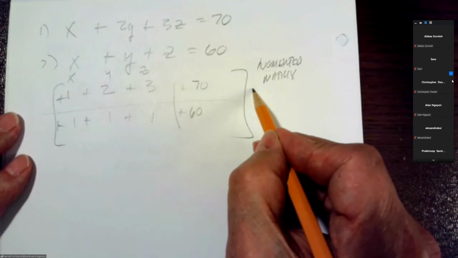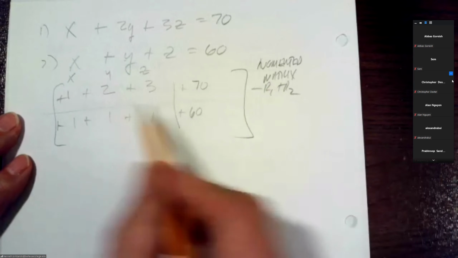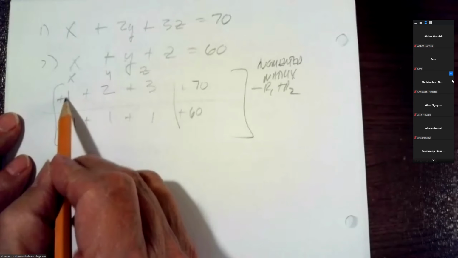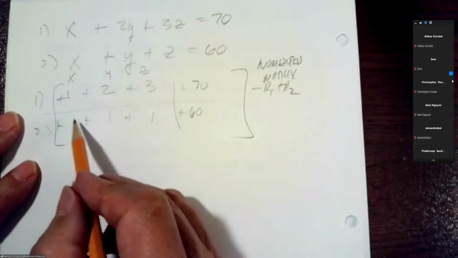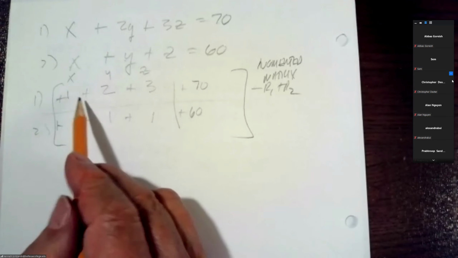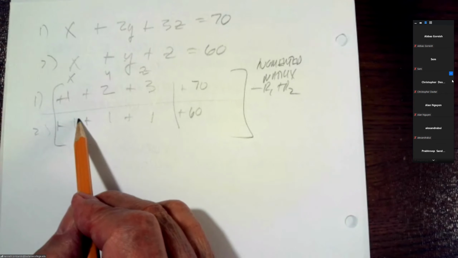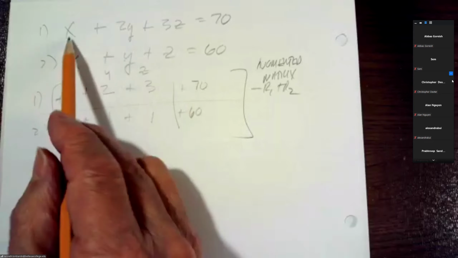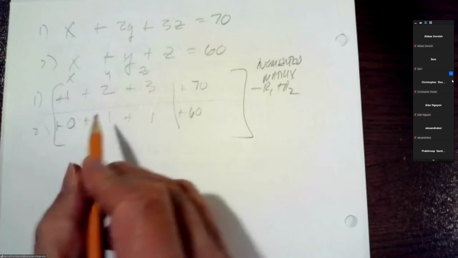If I did a negative row 1 plus row 2, so negative row 1 would be negative 1 plus this. So here's row 1, here's row 2. So my row 1 doesn't change. That's still 1, 2, 3, and 70. But row 2 now becomes negative row 1, which is negative 1 plus 1. So row 2 becomes a 0.